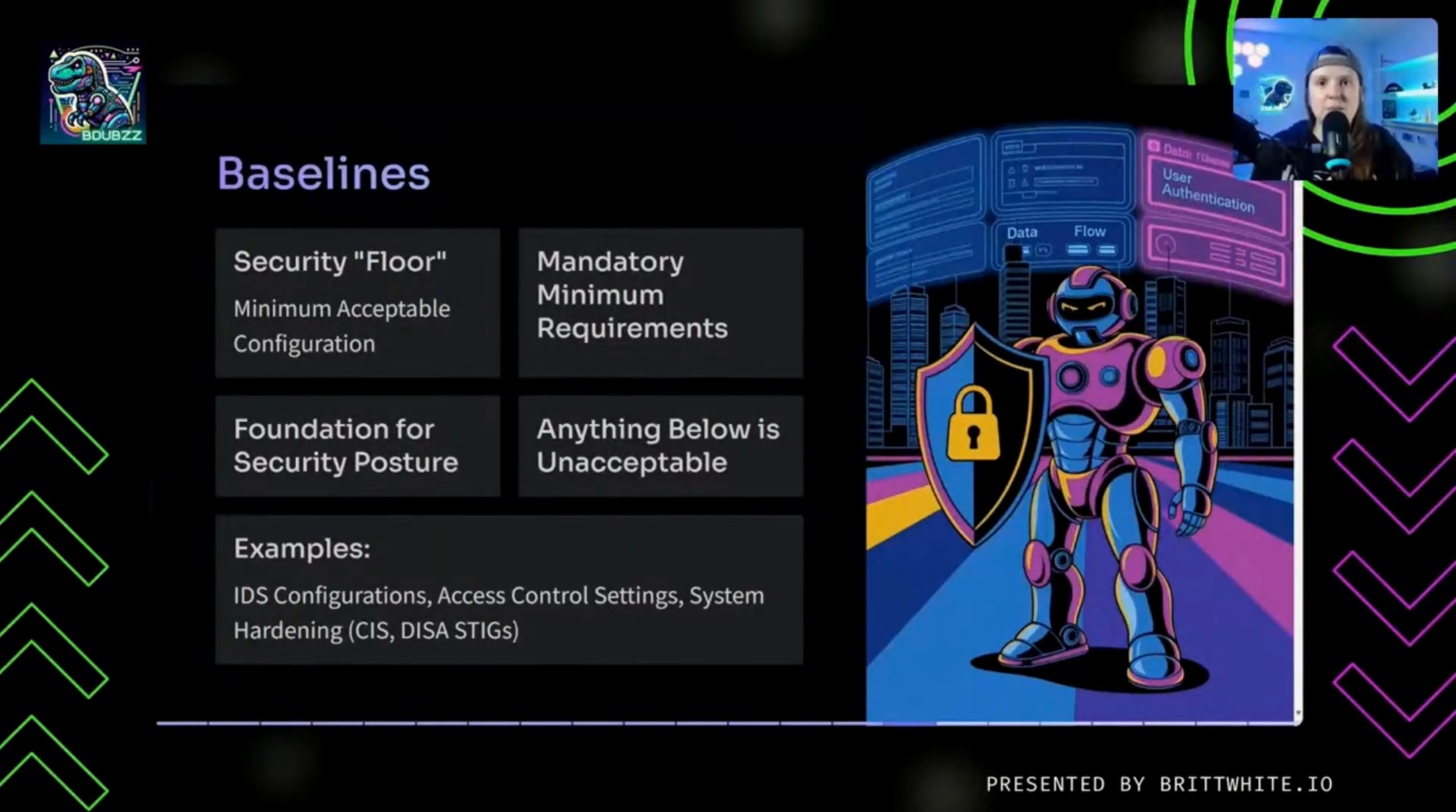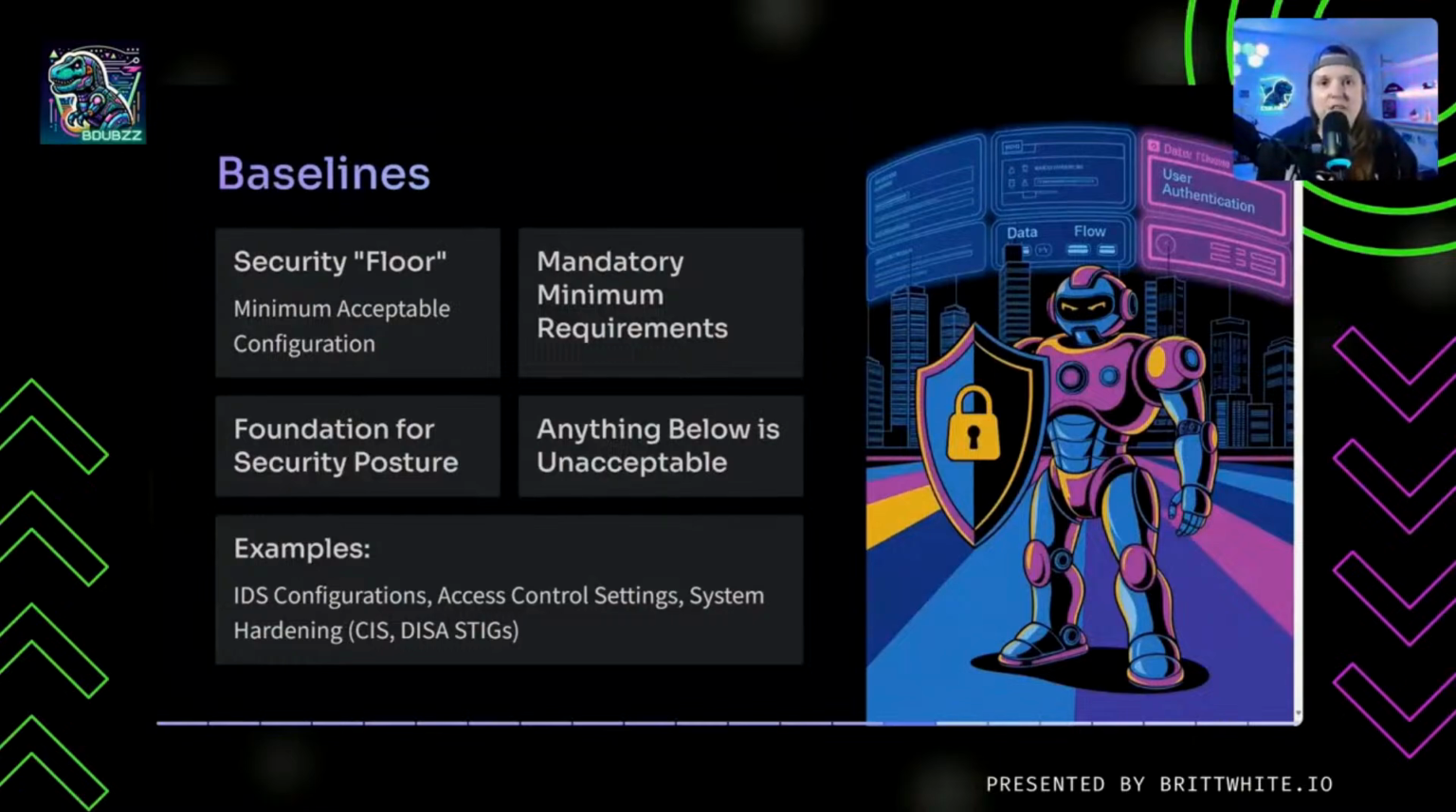They are the lowest acceptable level of the security posture. So let's think about some examples. You might have configurations for your IDS, or intrusion detection systems. For an organization's IDS, a baseline might very specifically define the minimum rule set that must be enabled in the IDS, the minimum logging levels that must be in place, the minimum alert thresholds that must be configured to trigger alerts, and so on. It's the minimum acceptable level of configuration for the IDS to be considered effective.